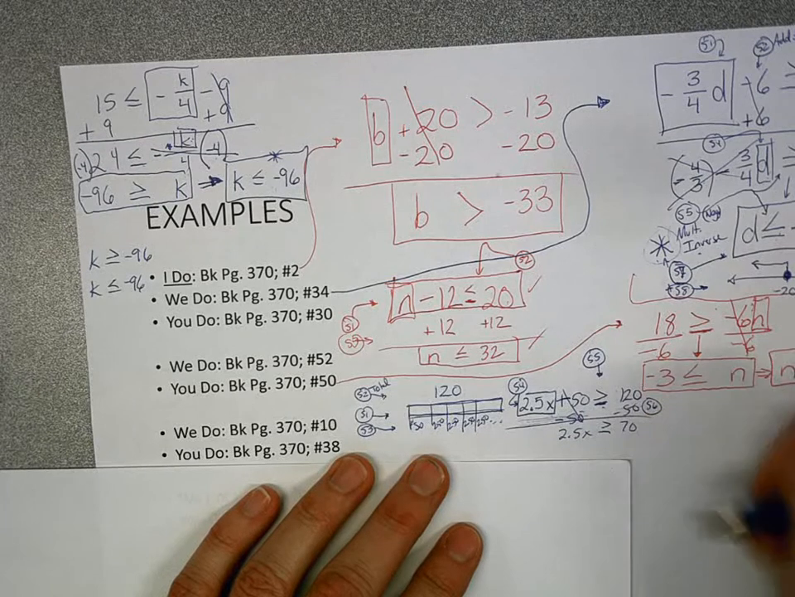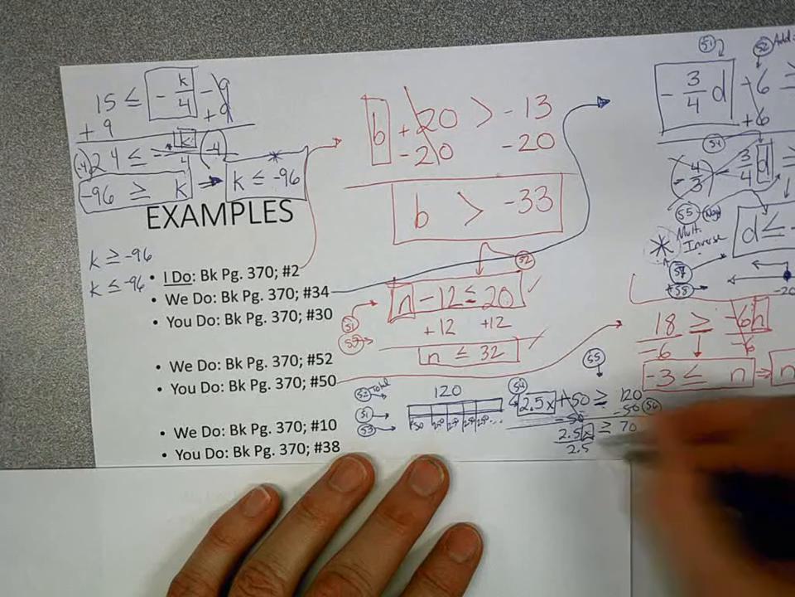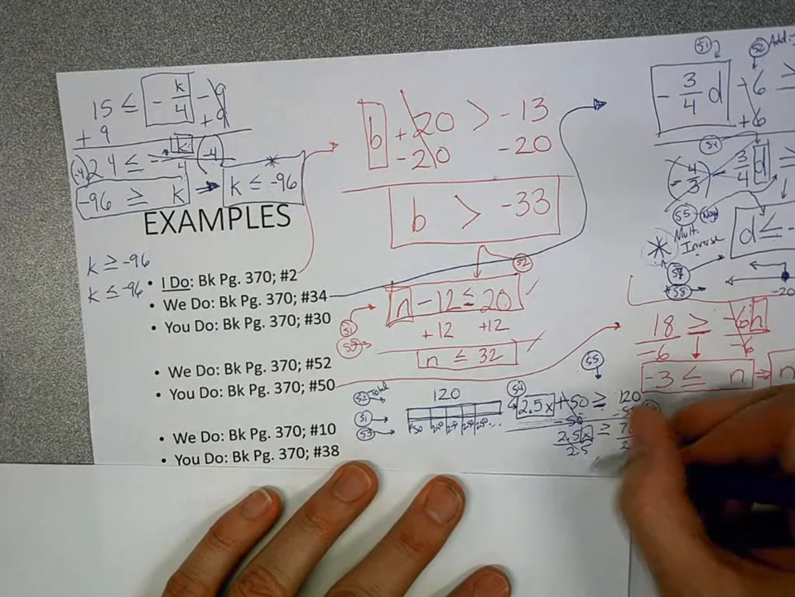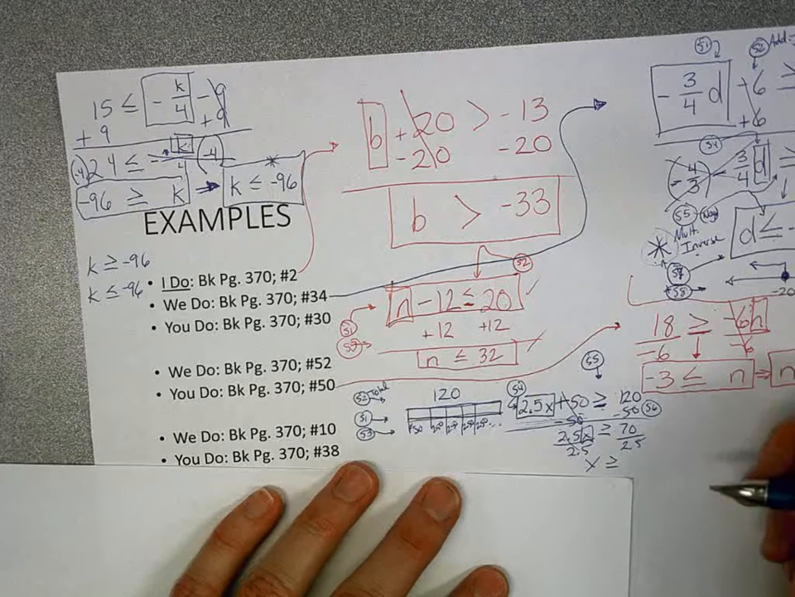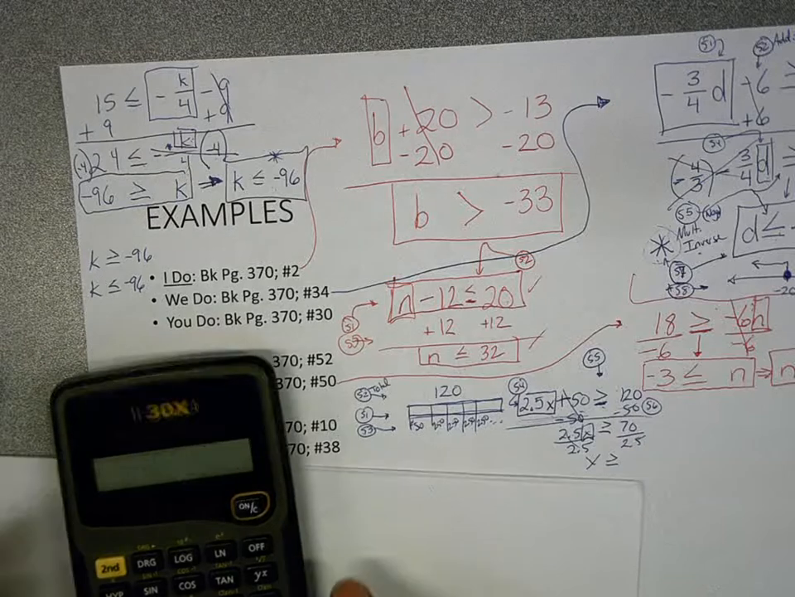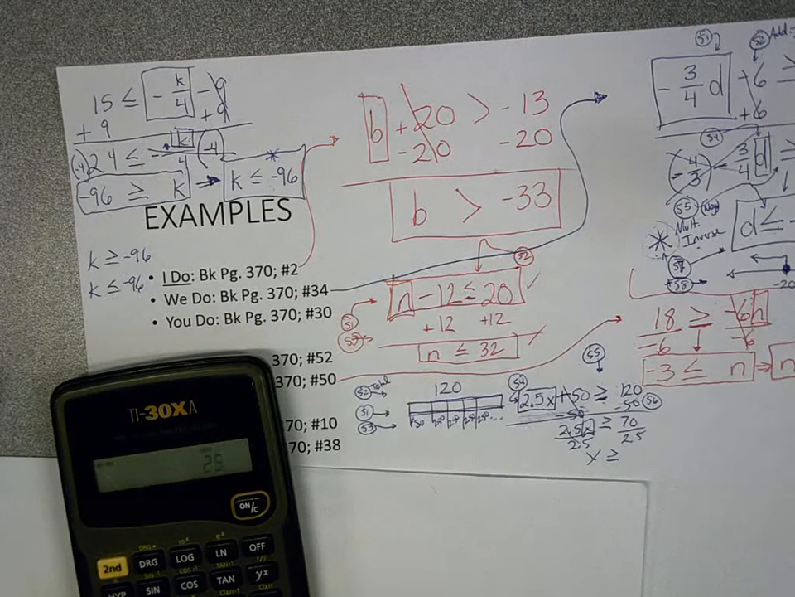And there's our variable. It's being multiplied by 2.5, so I'm going to divide by 2.5. It's a positive, so those cancel. I do not flip my inequality. And this is one of those where a calculator will sure help. So 70 divided by 2.5 equals 28.